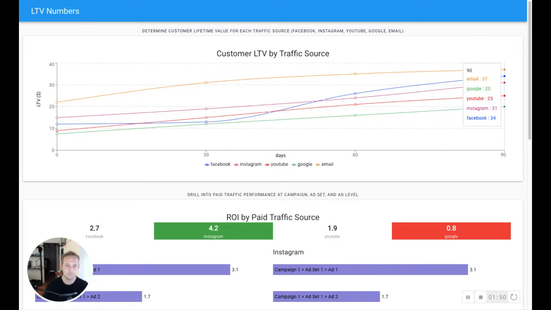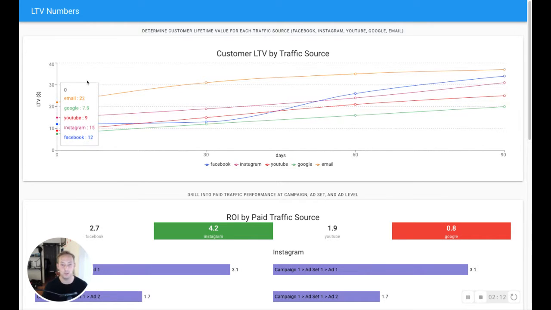So let me ask you a question. Would you spend $20 to acquire that customer? You make 12 on day 0, 34 on day 90. To me, the answer is an overwhelming yes. You would go take out a loan so you can spend money on that because that's an incredible return, especially if you're running paid ads and acquiring new customers from cold traffic.